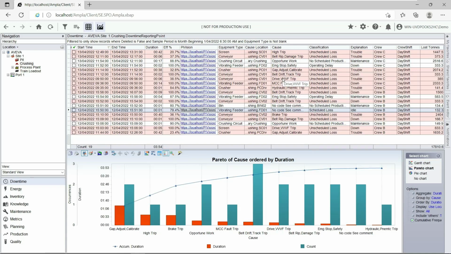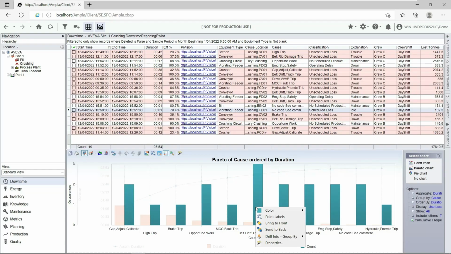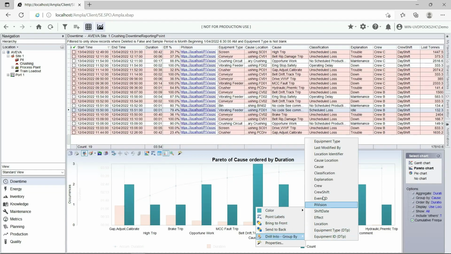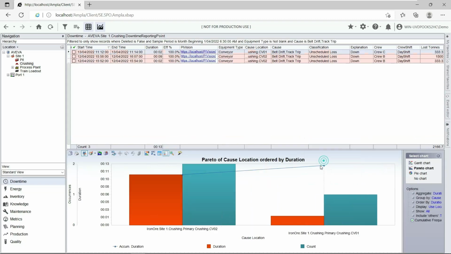We see here a Pareto chart of the duration of time lost by cause. At a glance, we can see the details of the delays across each of the causes just by hovering over the Pareto chart. Let's drill into the belt drift trip cause, where there's a high number of occurrences. We can quickly see that most of the issues occur in a particular location. In this case, it's CV02, one of the dual conveyors feeding the crusher.